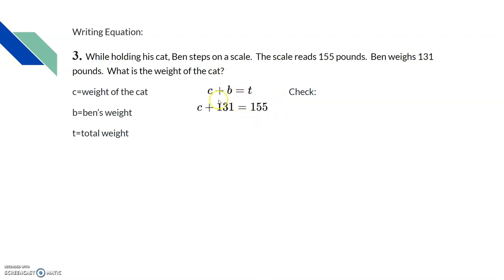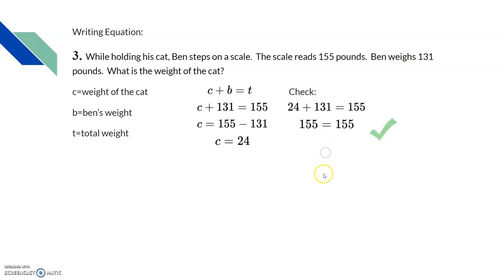Now I substituted it. Ben's weight is 131, and the total weight is 155. Now we're going to subtract 131 from both sides. They cancel out. C is left alone. Equals 155 minus 131. Now we get 24 pounds. So the cat weighs 24 pounds. Now for our check method. I substituted C with 24 plus 131 equals 155. Now we have to add them both, and we get 155 on both sides, which is the correct answer.